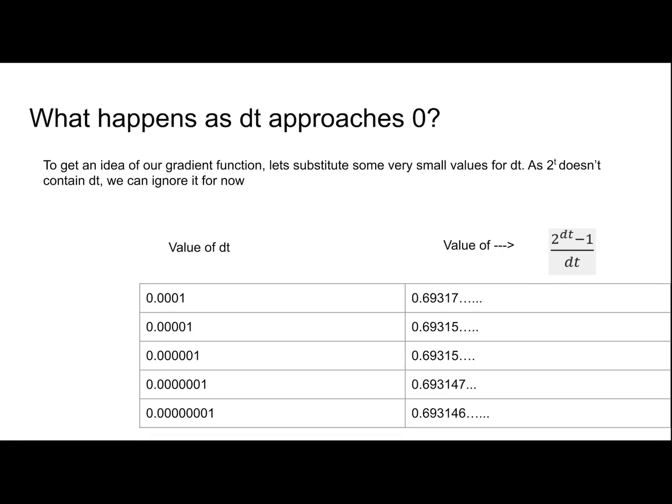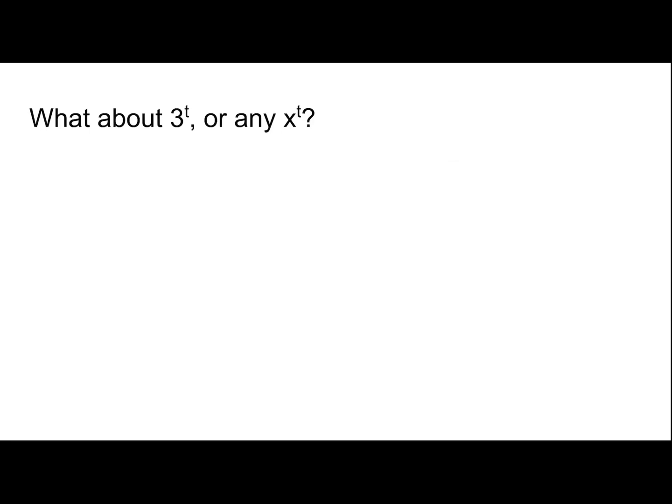So as you can see here, our value of 2 to the power of dt minus 1 over dt is approaching some constant. This is a very weird constant, 0.693146. That seems pretty strange. It doesn't seem to be any pattern or any logic in this constant, but we'll investigate. What about if we use 3 to the power of t? What about 7 to the power of t? What about 5 to the power of t? What happens to that constant if we have different bases?